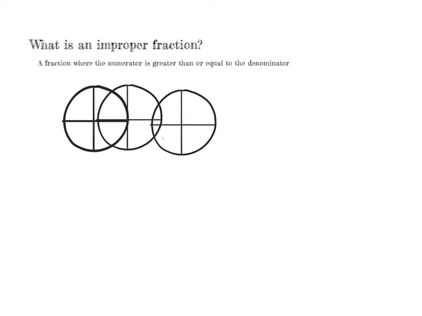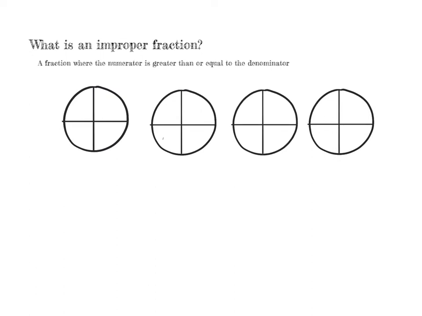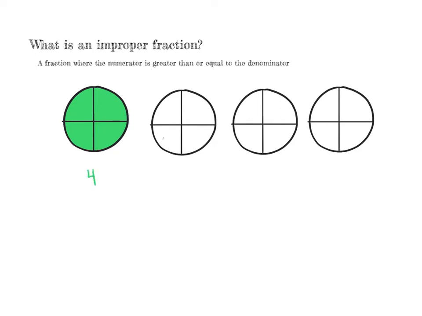Today we are going to discuss what is an improper fraction. An improper fraction is a fraction where the numerator is greater than or equal to the denominator. All right, so let's look at some models to really illustrate this idea of the improper fraction. So here you have, we're going to call these pies, right? You've got 4 pies. And we need to identify how many pieces are in each pie. So each pie has 4 pieces in it, okay?